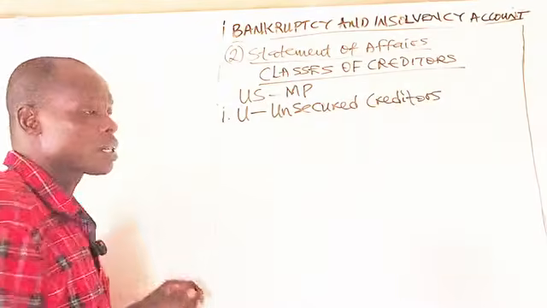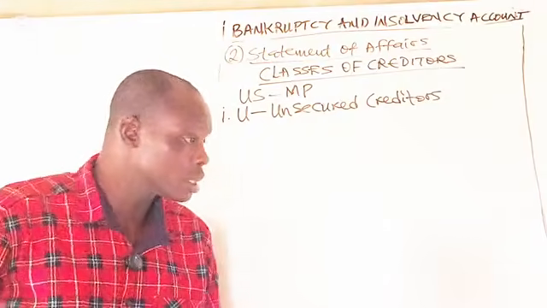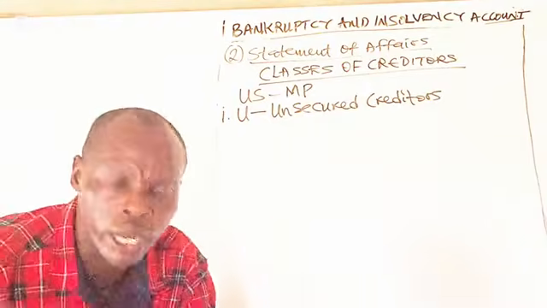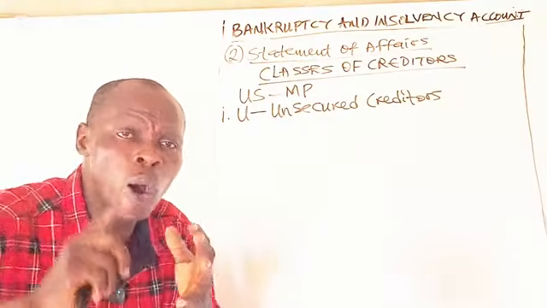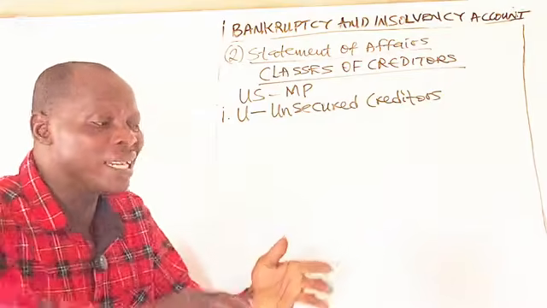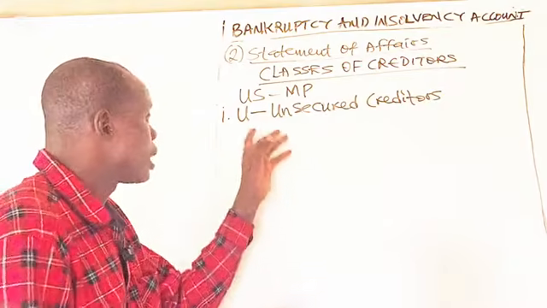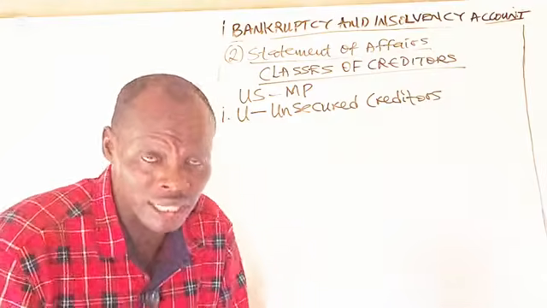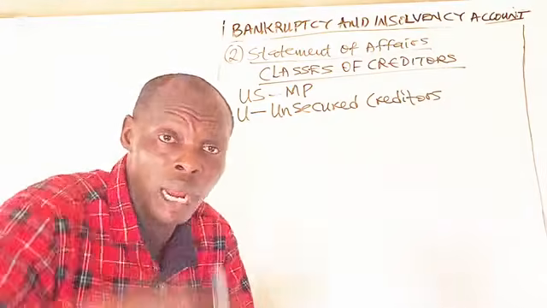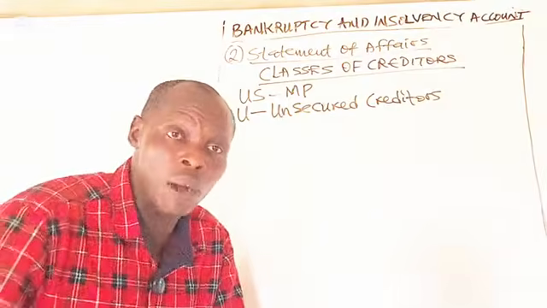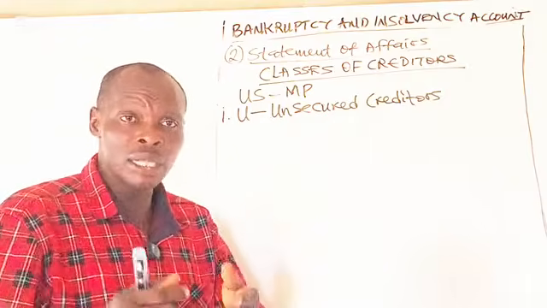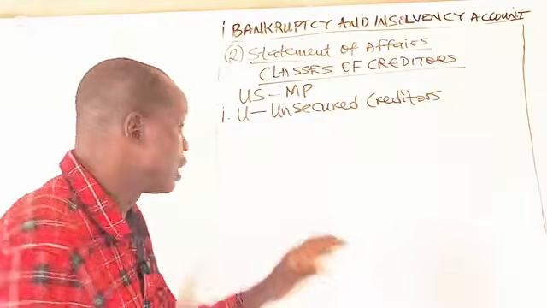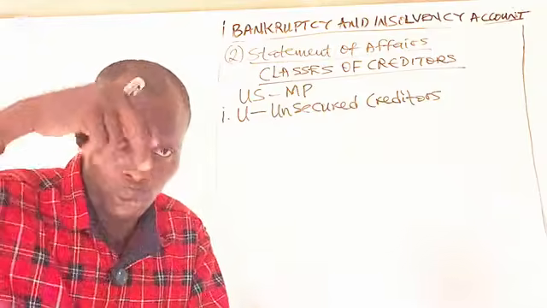Unsecured creditors. Unsecured creditors are creditors who do not hold a security interest in any asset of the business. No collateral. They don't have any collateral. No collateral was used for them. It means as at the time these loans were borrowed, the company did not stand with any of their assets. They did not use any of their assets as collateral.